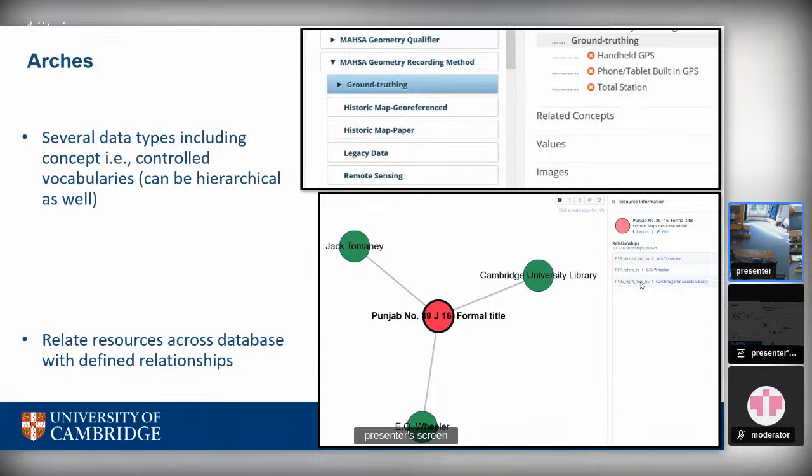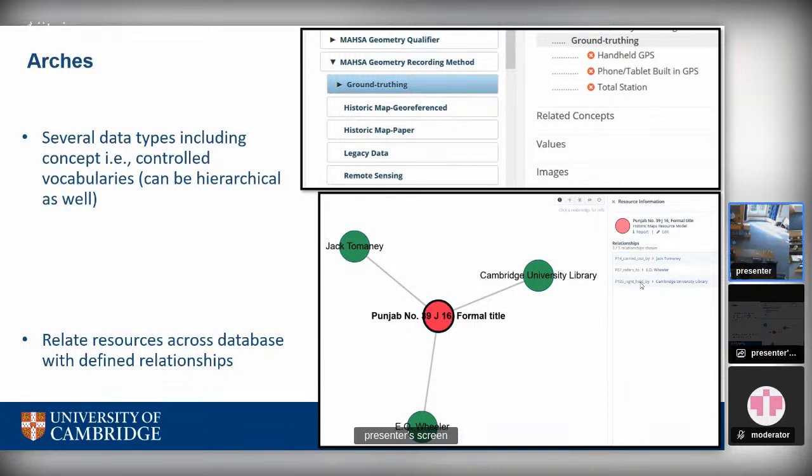For example, in the ground geometry recording method, you only allow the users to enter values like ground truthing, legacy data, or remote sensing, nothing open, so that the search is clean and all those functionalities.